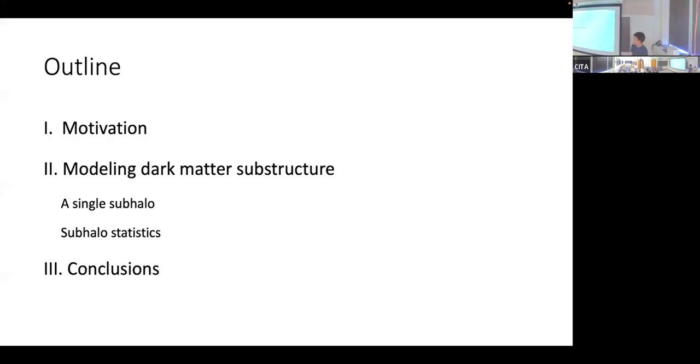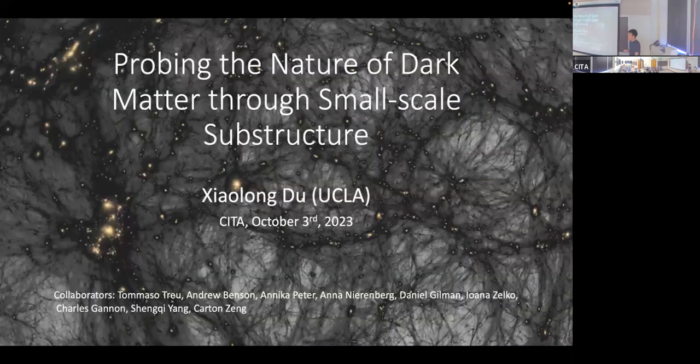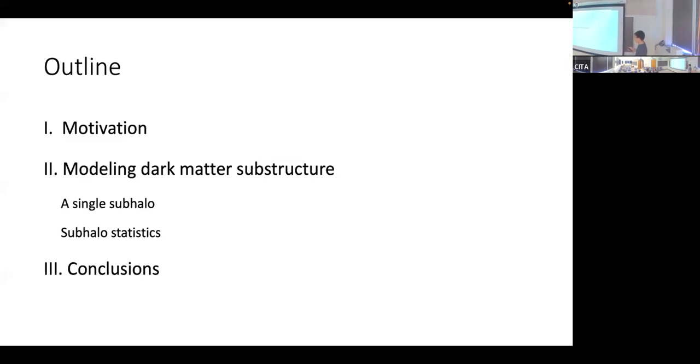This is the outline of my talk. First I will give a brief introduction of the motivations of our work, so why we are interested in this small-scale substructure. Then I will talk about how we can model the evolution of this dark matter substructure, starting from modeling a single subhalo, then the population of subhalos, and at the end I will give the conclusion.